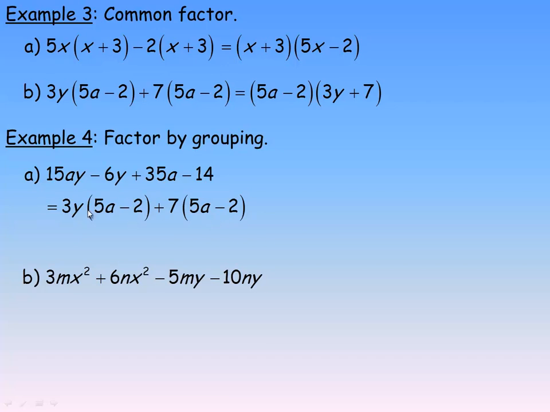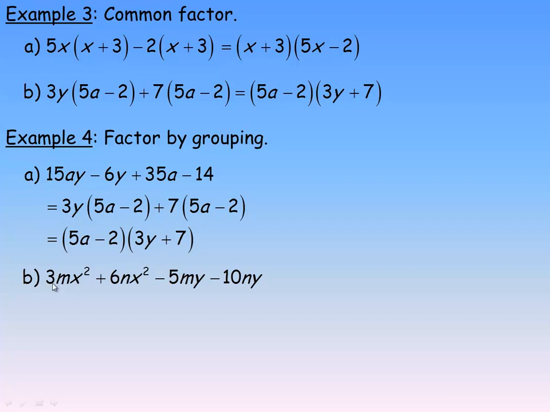Notice after those 2 pairs of common factoring, what's in the brackets here are exactly the same thing. So now it's exactly like B up here. In fact, it's exactly the same question. So we would factor a 5a minus 2 out, and the other factor is 3y plus 7, just like we did in B here. I purposely made this one the same as the one up here. So the idea is you common factor in the first 2 terms and the last 2 terms, and then you common factor one more time.